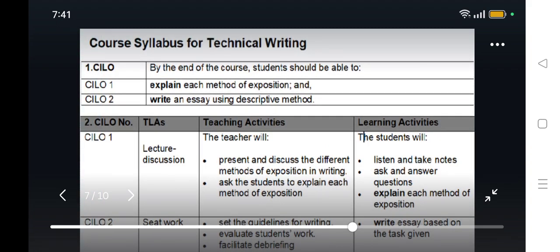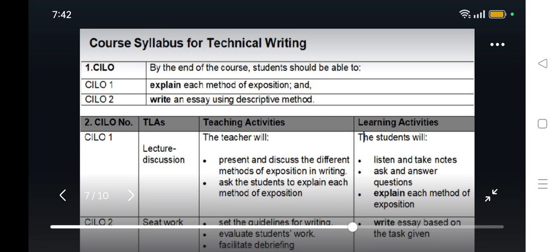To give you the general overview of what we're talking about here, you will see now the alignment between the ILO, I put in here CILO, that means course intended learning outcome, and the teaching and learning activities. So this is to give you an understanding of the whole picture. If you have this CILO, for example, CILO 1, this is, by the way, for technical writing. By the end of the course, students should be able to, one, explain each method of exposition.